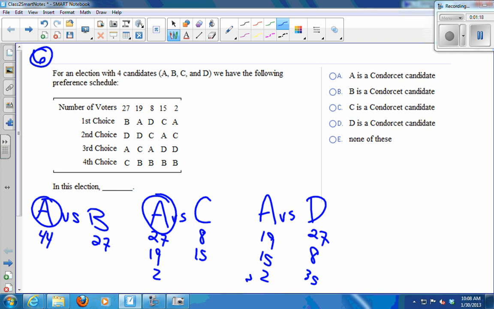So A wins this head-to-head matchup. A wins all of its head-to-head matchups. That makes it Condorcet.